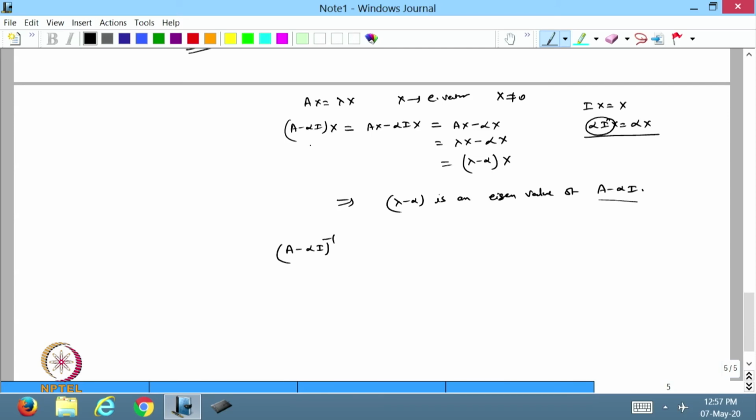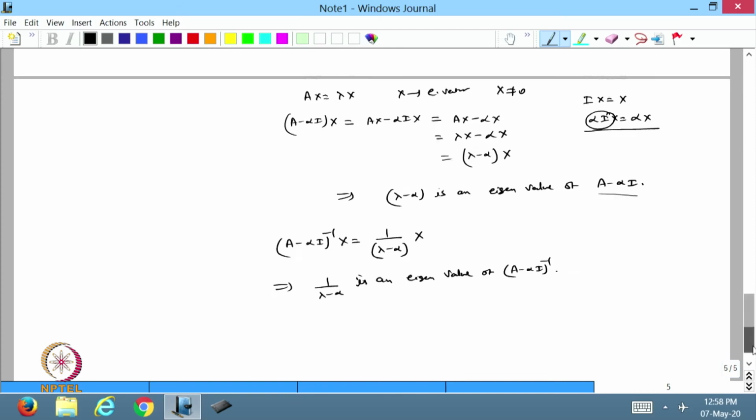So, this one can be written as: x will be equal to 1 over lambda minus alpha times x. So, from here I can say that 1 over lambda minus alpha is an eigenvalue of A minus alpha I inverse. So, that is the eigenvalue.